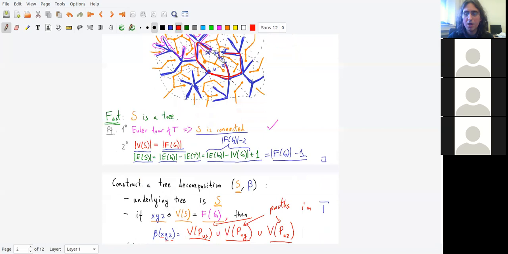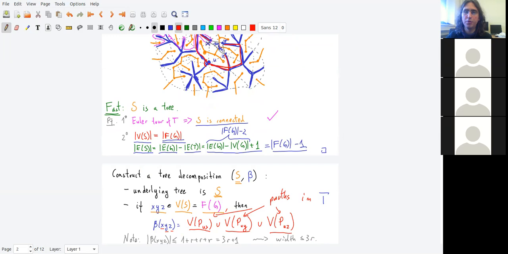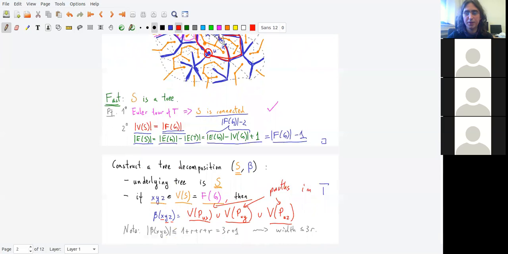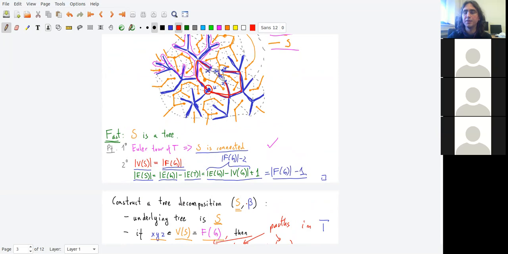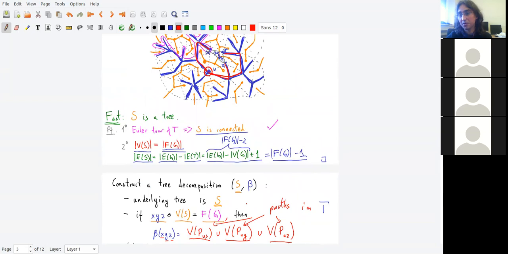Well, each of those paths contains vertex u, so this is one vertex, and apart from vertex u, because of the tree T having depth at most r, it contains at most r other vertices. So the size of the bag is at most one for the vertex u, plus r for the first path, r for the second path, and r for the third path, so 3r plus 1 in total. So all the bags we have constructed in this way have at most 3r plus 1 vertices. So the width of the tree decomposition that we obtain in this manner is at most 3 times r.